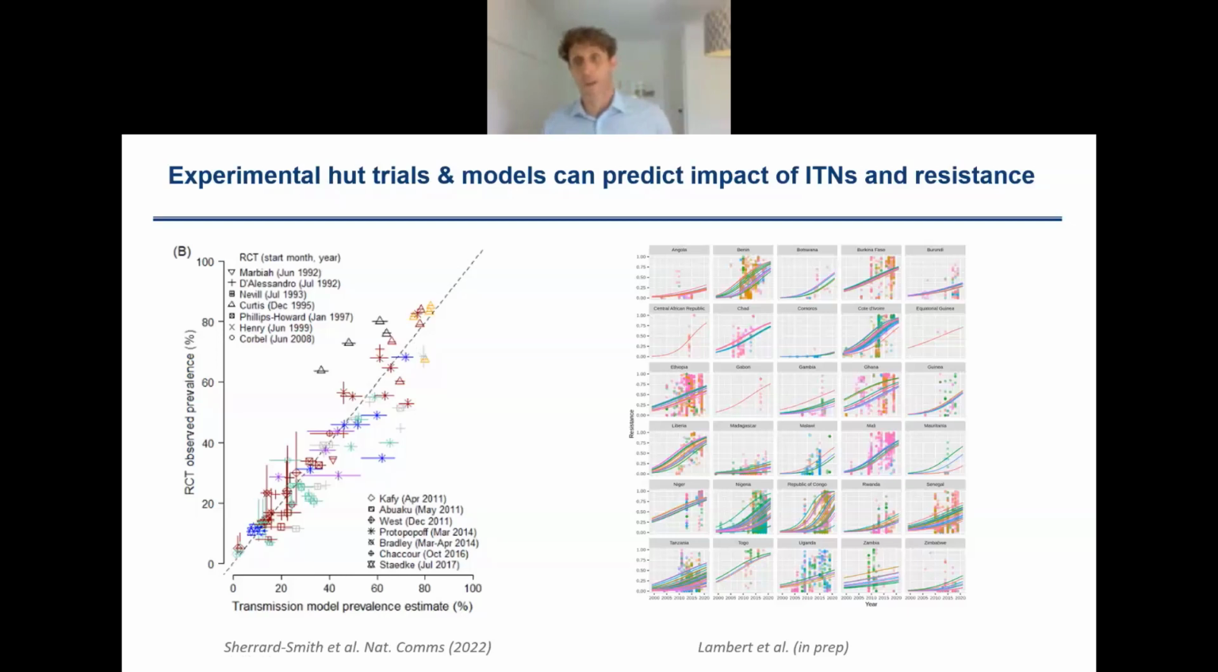So what that allows us to do is effectively use these models to predict the impact of resistance in different countries around the world. We measure resistance using discriminatory dose assays, so cups of mosquitoes, and we can then combine this information with the model to predict what impact different nets are having in different locations.